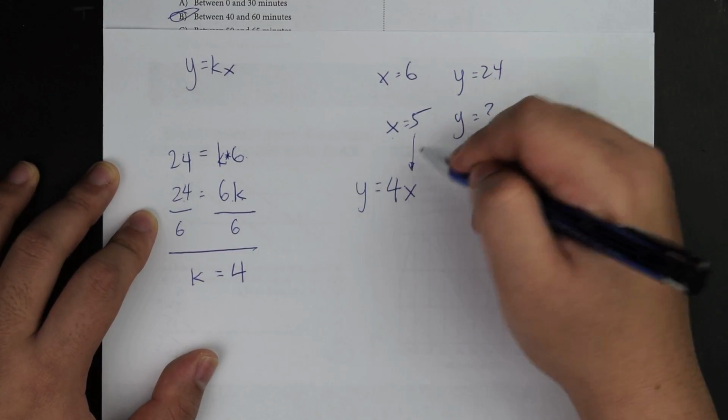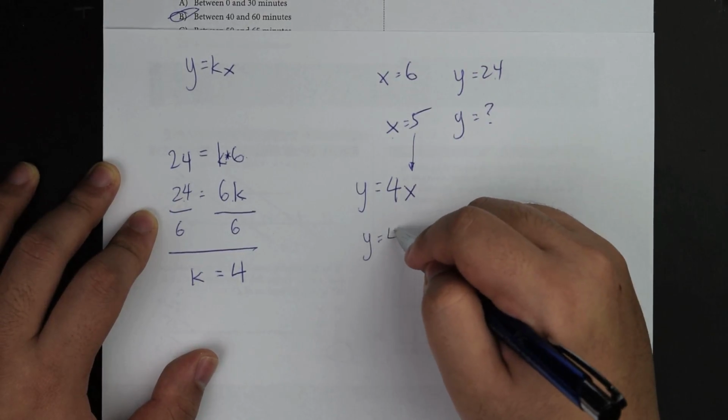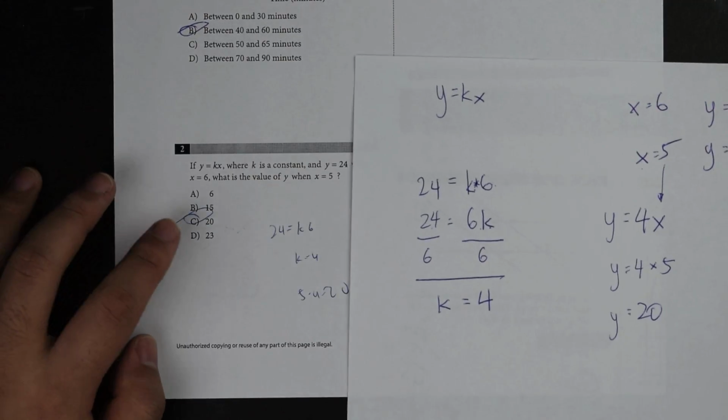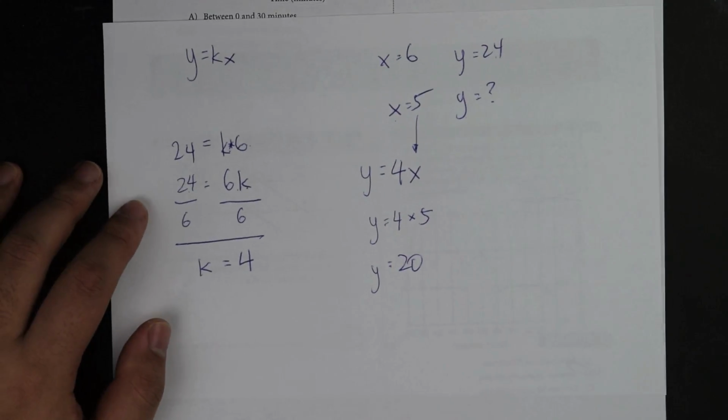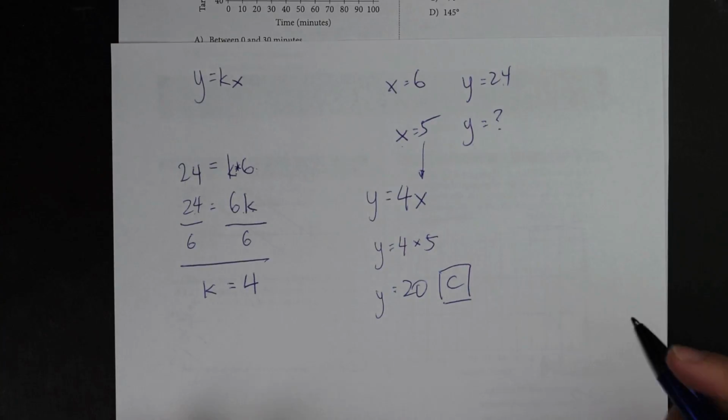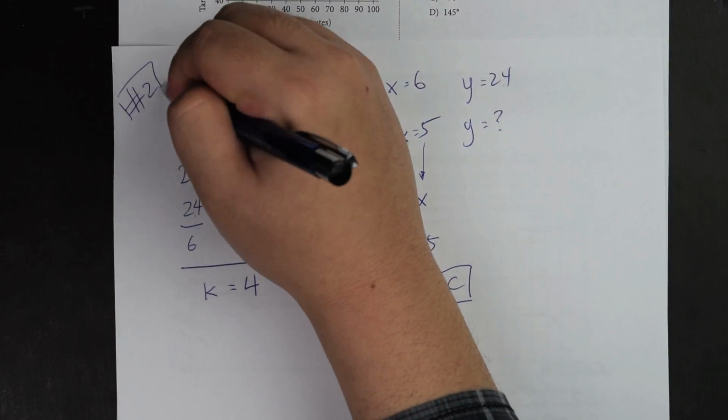So I need to plug 5 into here to solve that out. So y equals 4 times 5, so y equals 20. And so if we look right here, the answer for number 2 is going to be C, for 20. And that concludes how I solved number 2.